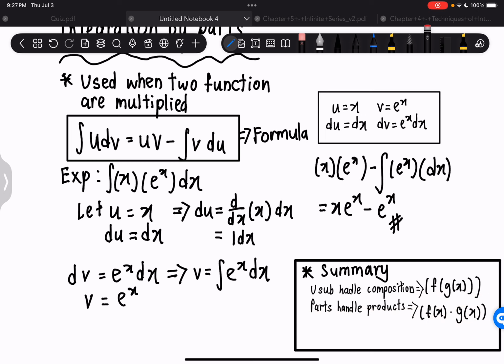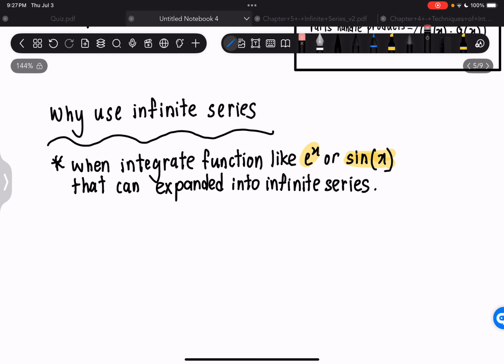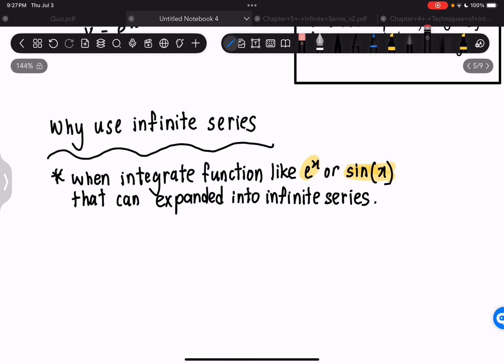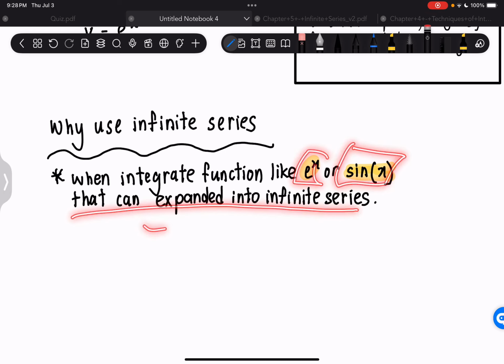Okay, next, what is an infinite series? Why do we need to use it? Because when we need to integrate functions like e to the power x and sin x, they can be expanded into infinite series, which means the answer can be infinite.